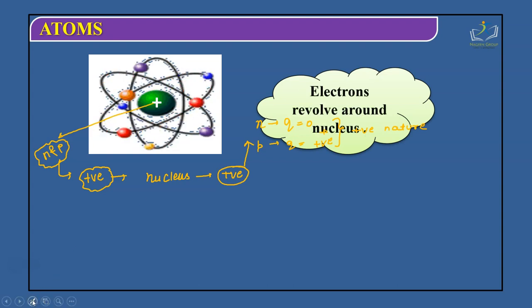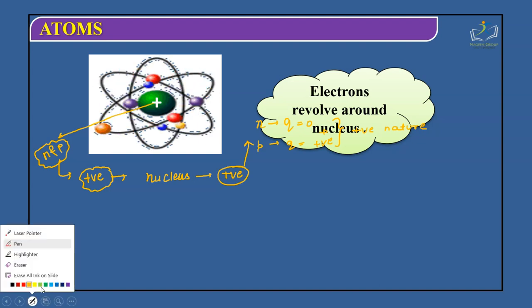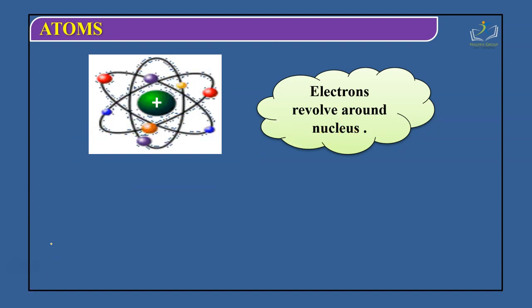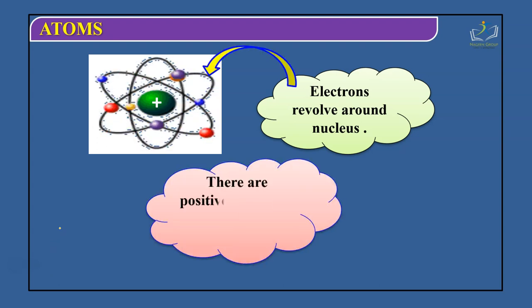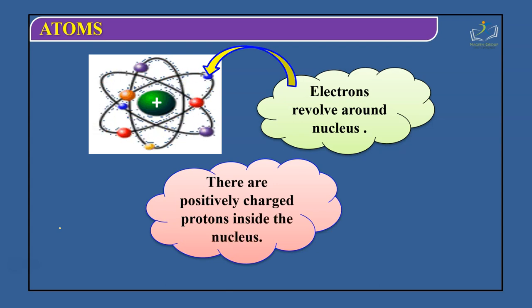As you can see, electrons are revolving around the nucleus, and the nucleus is positive in nature. They are positively and negatively charged particles: positively charged protons and negatively charged electrons. So positively charged protons are inside the nucleus.